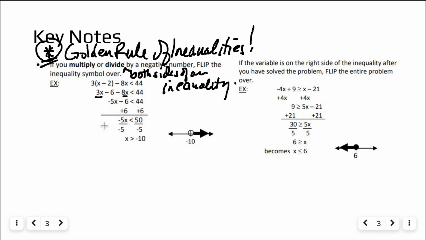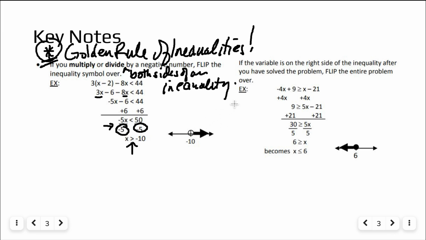But now when you divide both sides by negative 5 down here, I divided both sides by the same negative. The inequality sign got reversed. It went from a less than sign to a greater than sign. And then if you want to graph that, you'd put negative 10 with an open circle, not including, and then draw your arrow to the right. I want all the numbers that are greater than negative 10.